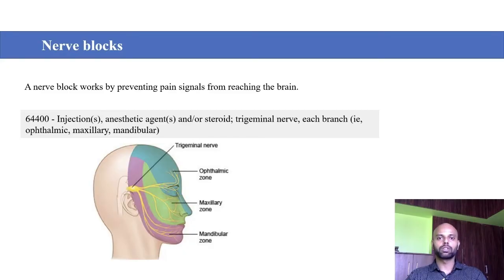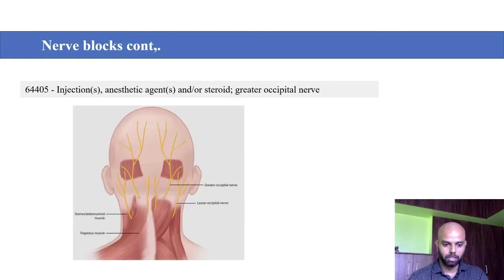A nerve block works by preventing the pain signal from reaching the brain. CPT 64400 is for injections of anesthetic agent or steroids for the trigeminal nerve. There are three main branches of the trigeminal nerve: ophthalmic, maxillary, and mandibular. Then procedure 64405 is for injections of anesthetic or steroids for the greater occipital nerve. These nerves are located at the back of your head.